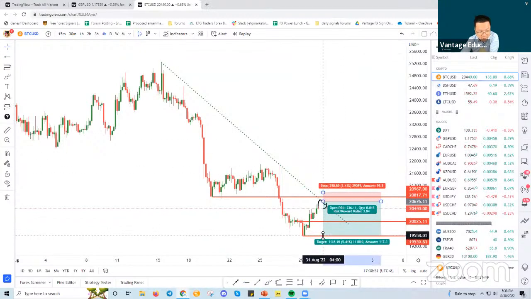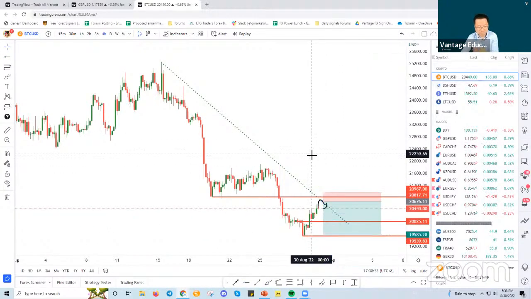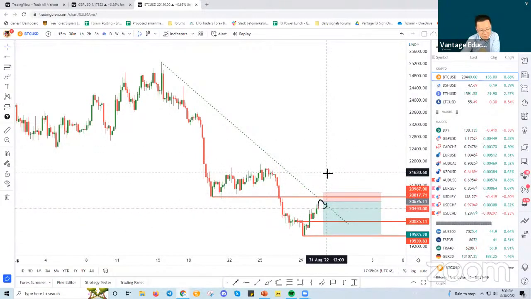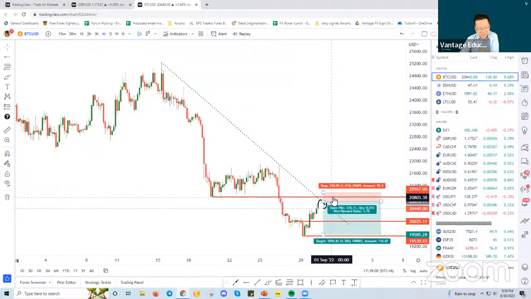Take profit just before that support level. So I would be looking at that trade on Bitcoin H4 time frame, testing that trend line, rejecting, turning down, stop loss above that resistance level, take profit level just before that support.